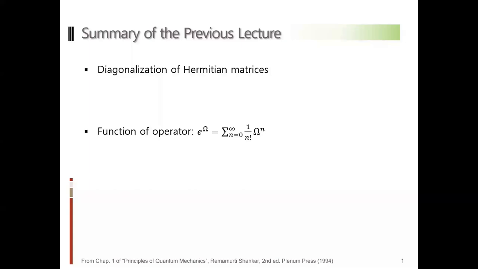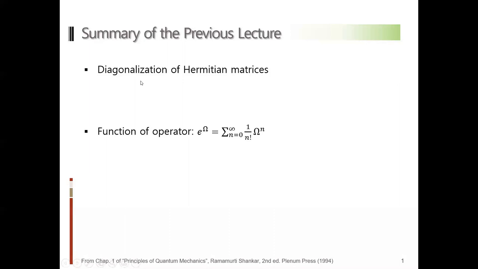This is lecture number 6. Let's begin with the summary of the previous lectures. In the previous lecture, there were two important concepts. One of the concepts was the Hermitian matrix and related properties, such as the diagonalization. Another was the function of the operator. So let's begin with the review of the diagonalization.